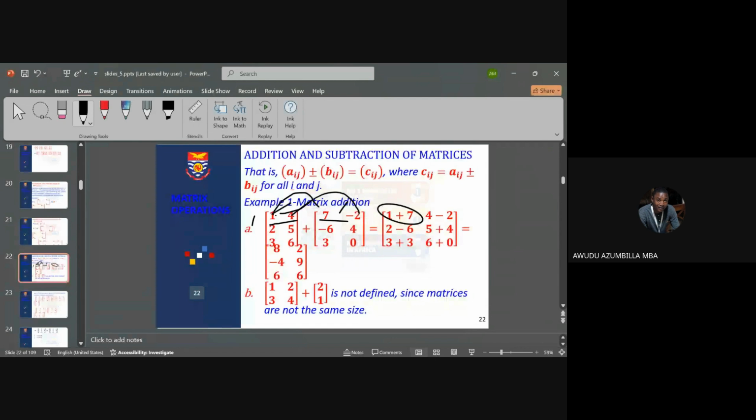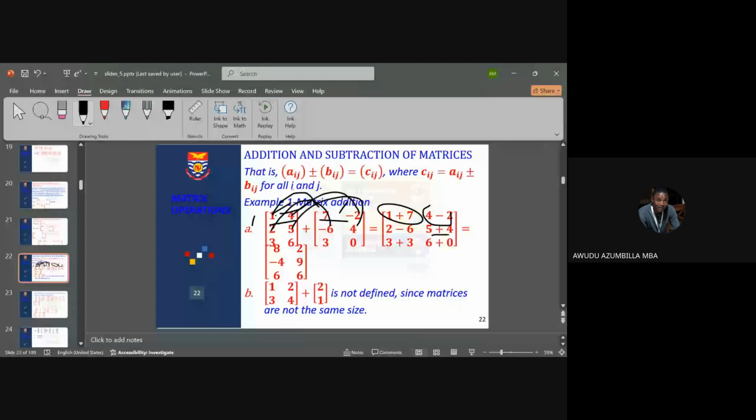So we have 4 plus minus 2. Because this is minus, you just do this because the 2 is already minus. Then you come to the second one, 2 is going to be added to what? 6. So we have 2 minus 6 because the 6 is already negative. And then 5 is going to be added to 4. So we have 5 plus 4.